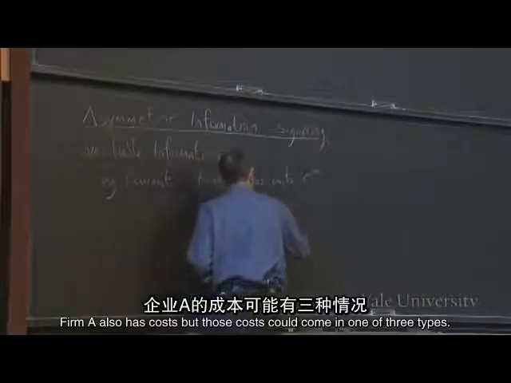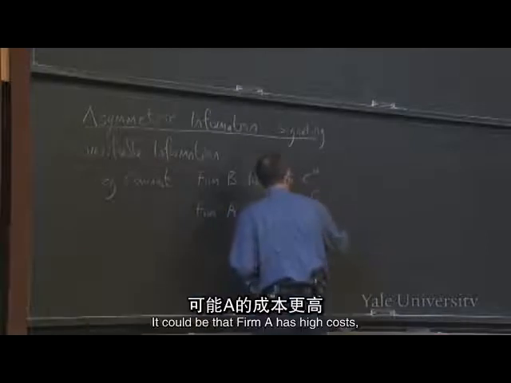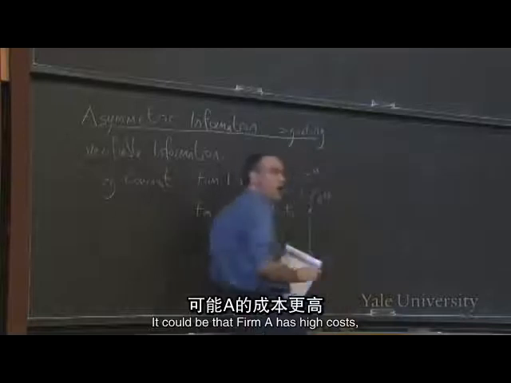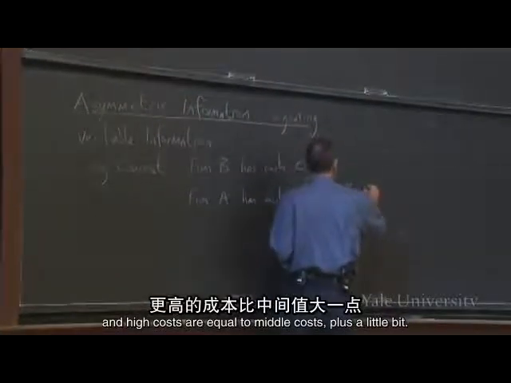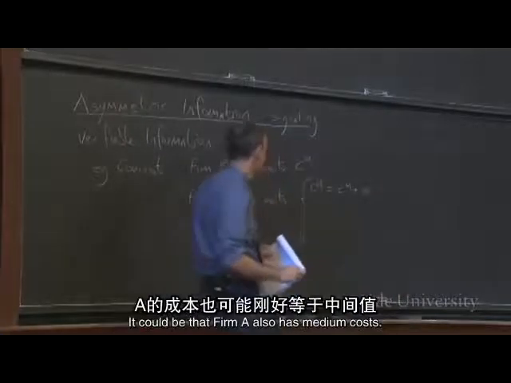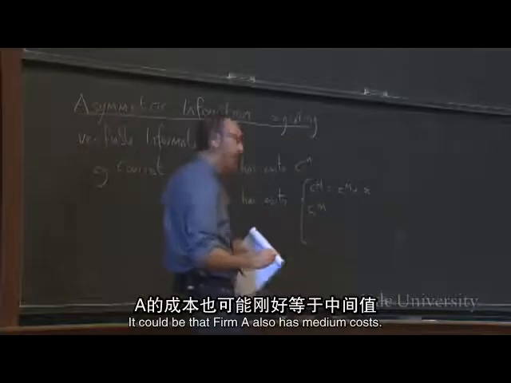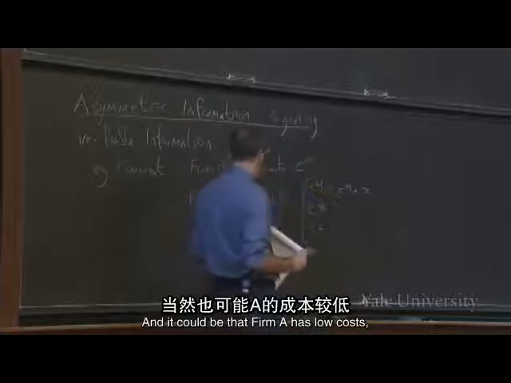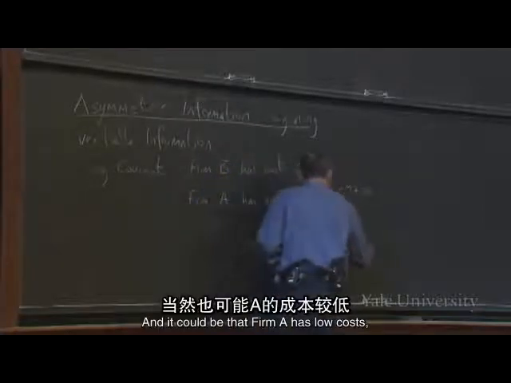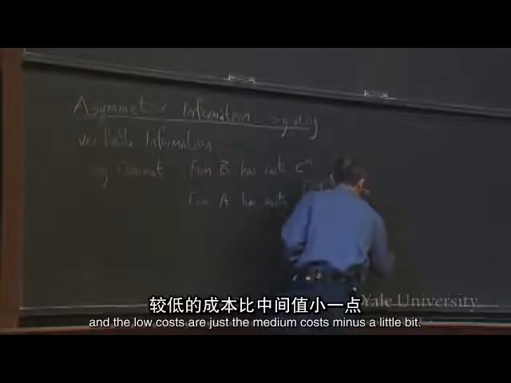also has costs, but those costs could come in one of three types. It could be that firm A has high costs, and high costs are equal to middle costs plus a little bit. And it could be that firm A also has medium costs, and it could be that firm A has low costs. And the low costs are just the medium costs minus a little bit.